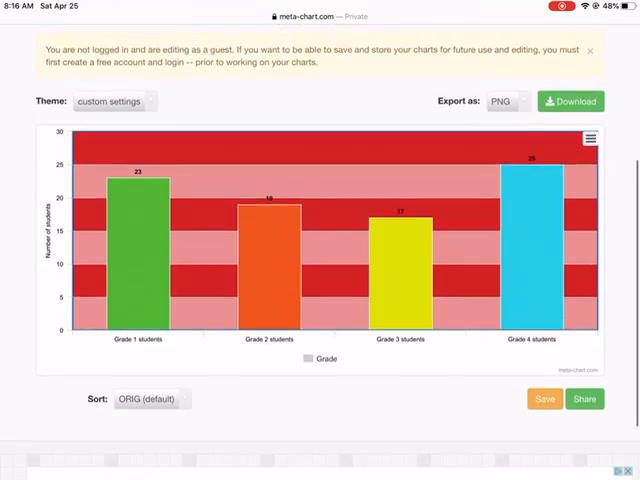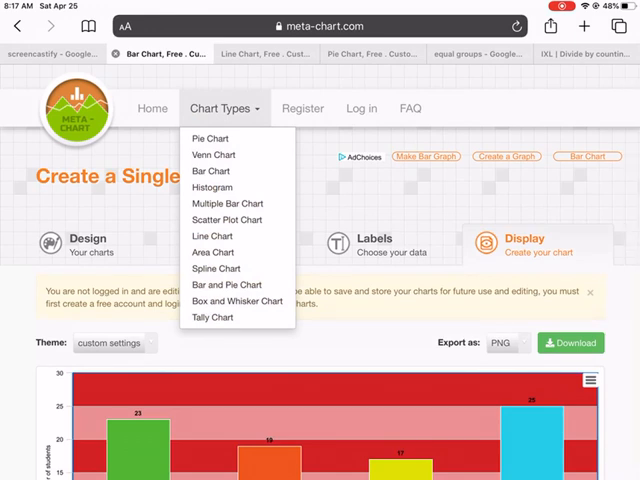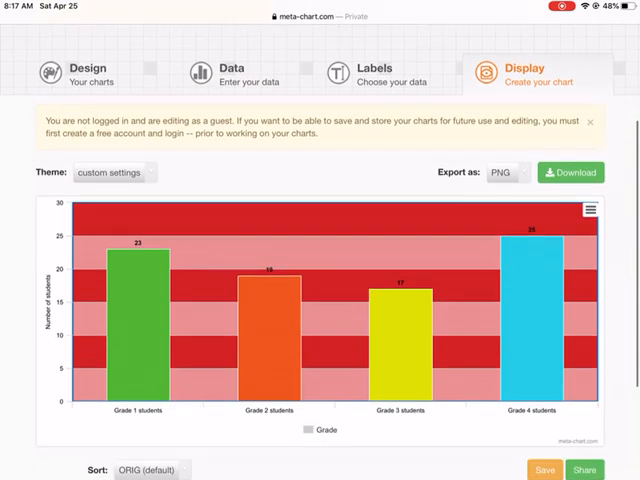So here's this cool website I found called metacharts.com. And they're really good. They have a variety of different charts that you can create. Now, some of these, like you can see, there's a bunch of different ones that we're not going to be doing.